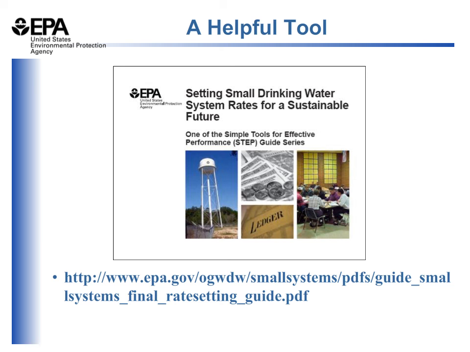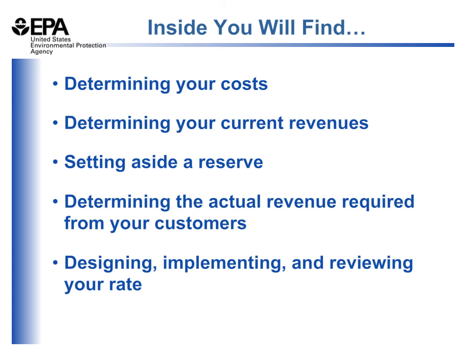In this, contact information can be found in Appendix B, State Drinking Water Primacy Agencies, Appendix C, for tribal drinking water contacts, and Appendix D also has state public service agencies. Inside of the step guide, you'll find how to determine your costs and your current revenues, how to set aside a reserve, and the actual revenue required from your customer to operate your system without losing money. It'll assist you with designing, implementing, and reviewing your rate, and this guidance document is at no cost. It can be downloaded off the website of EPA.